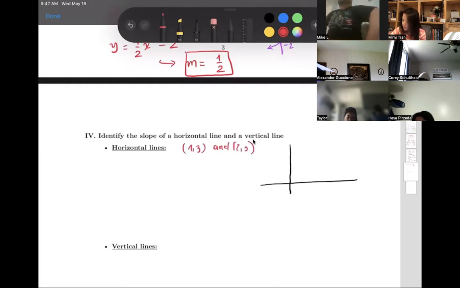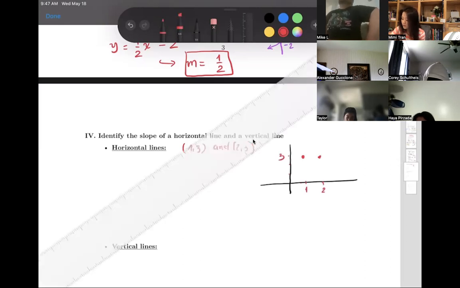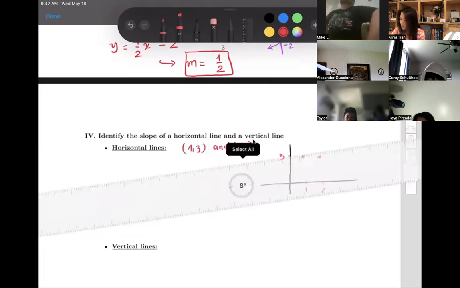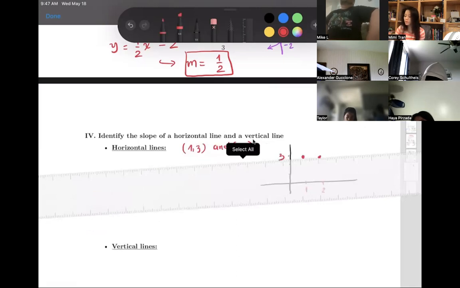1, 3. So 1 is x, 3 is 1, 2, 3. So right here, 1, 3 is here, and then 2, 3. And then you connect the dots, right? Of course, you can pick 3, 3 as well.